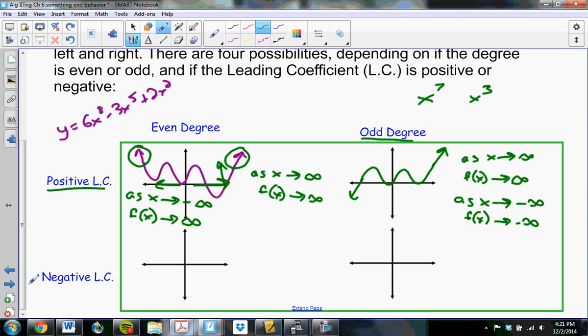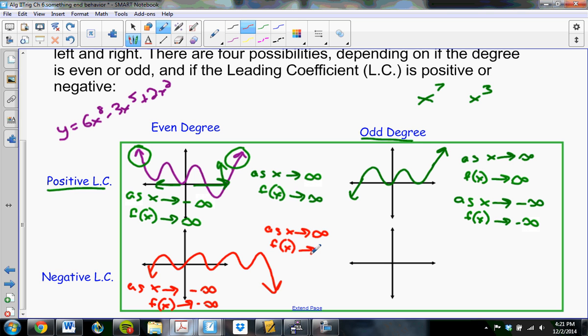Finally, if we have an even degree with a negative leading coefficient, these are both going to point down. I don't really know how or what, but as x goes to negative infinity, f of x goes to negative infinity, and as x goes to positive infinity, f of x goes to negative infinity.